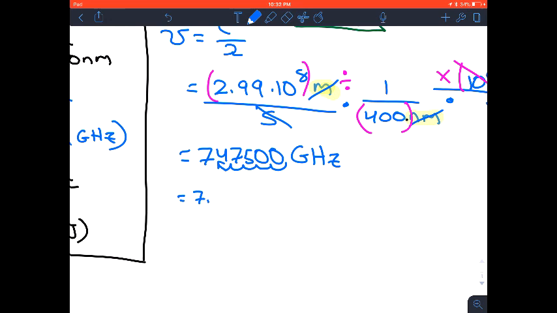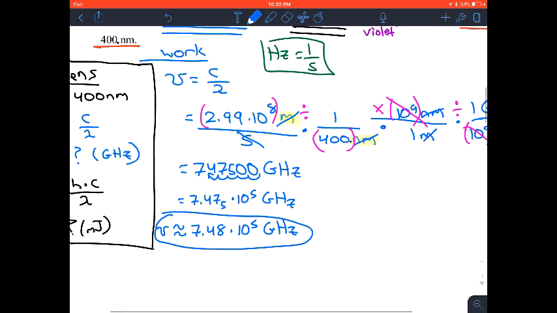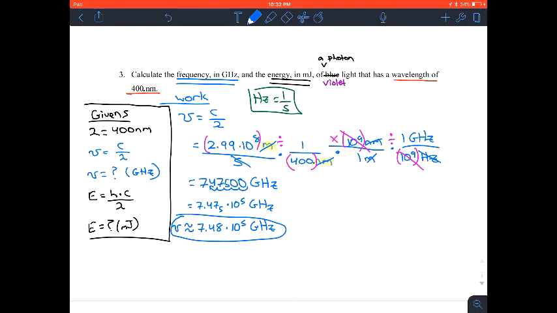So we have 7.475 times 10 to the 5th gigahertz. Now we need to round it to 3 sig figs. So therefore it's 7.48 times 10 to the 5th gigahertz equals our frequency. Okay, so that is how we'll calculate our frequency in this case.